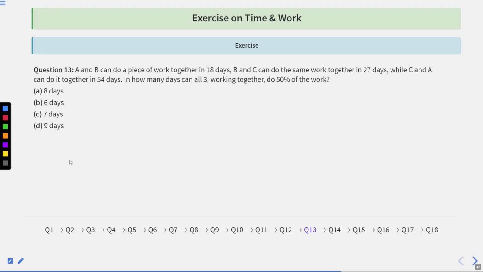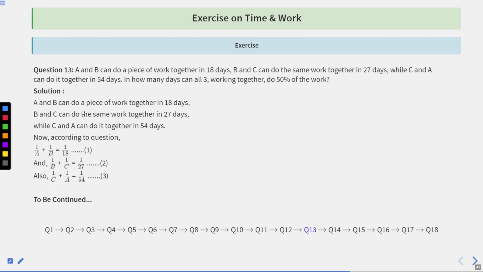Question number 13. A and B can do a piece of work together in 18 days. B and C can do the same work together in 27 days, while C and A can do it together in 54 days. In how many days can all three working together do 50% of the work?